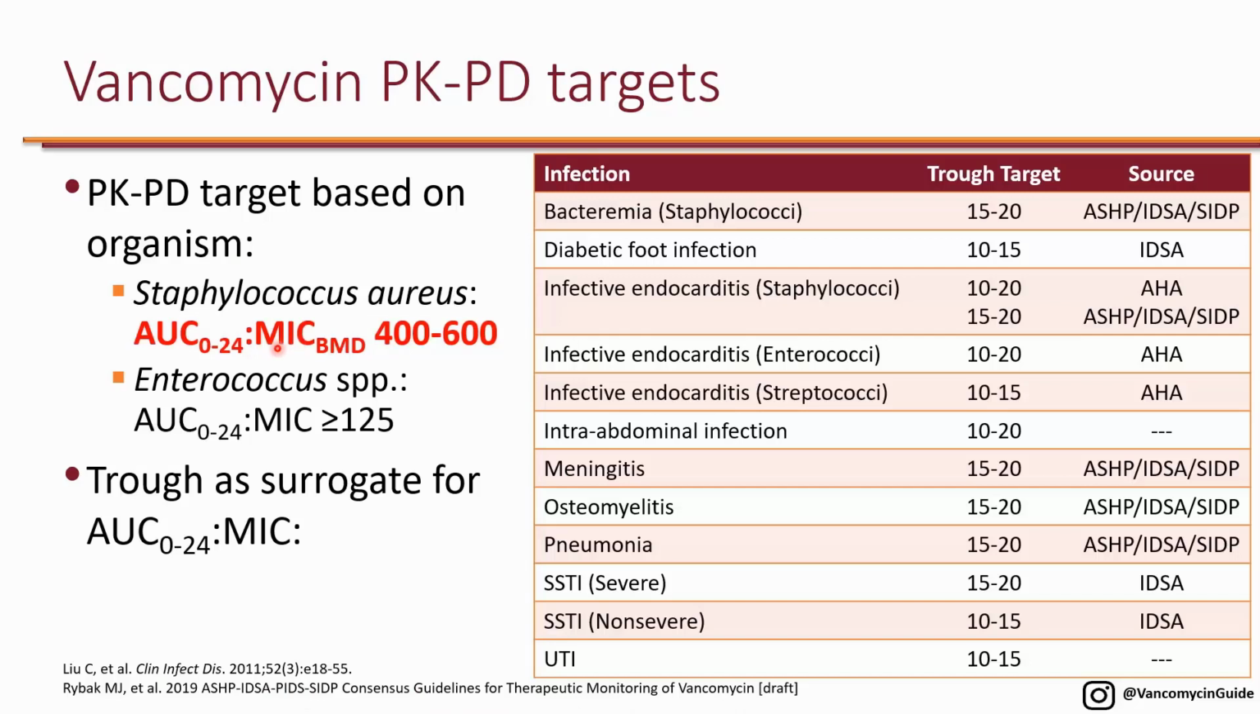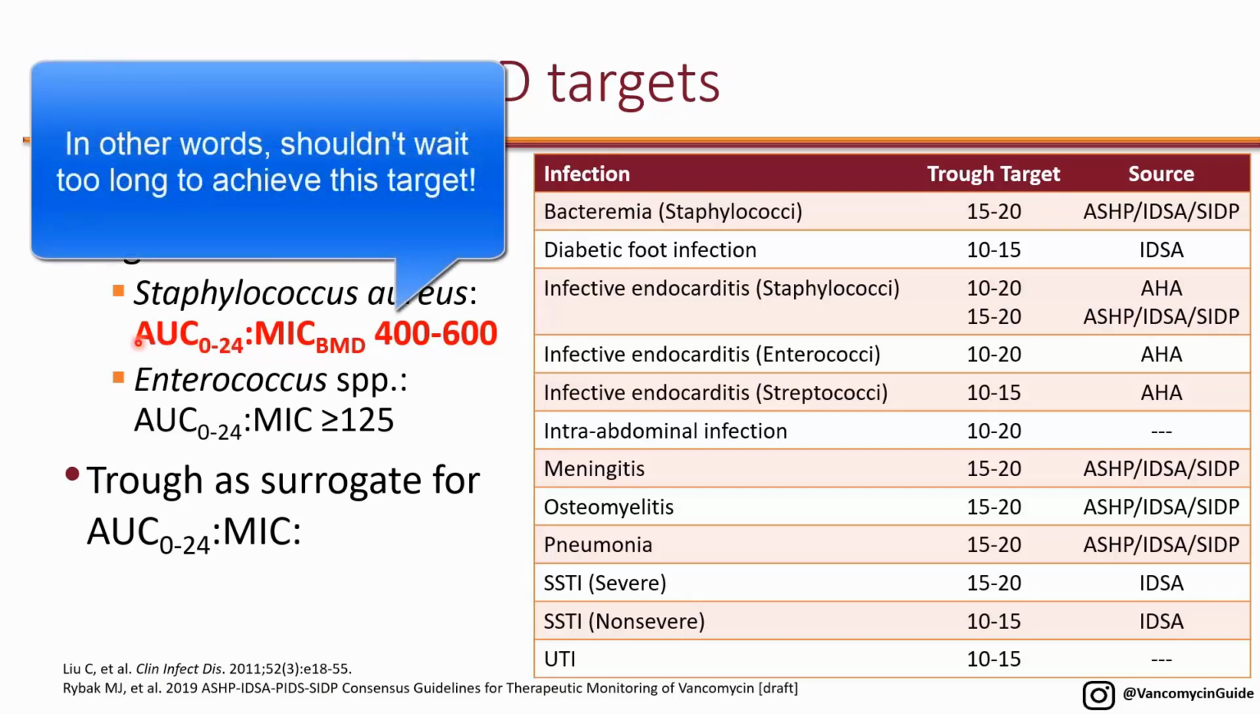And then there are different methods to actually measure MIC. So these numbers are based on the broth macro dilution reference method of getting MIC. And the AUC is ideally in this for a 24-hour period. So from the time of initiation of vancomycin up to 24-hour period. So that's the area under the concentration curve that we would calculate.